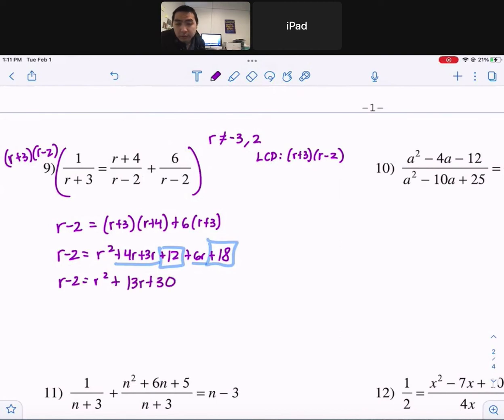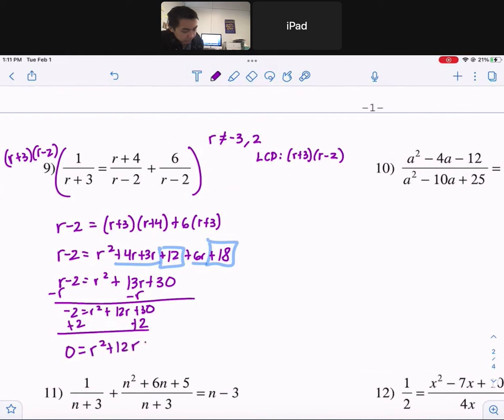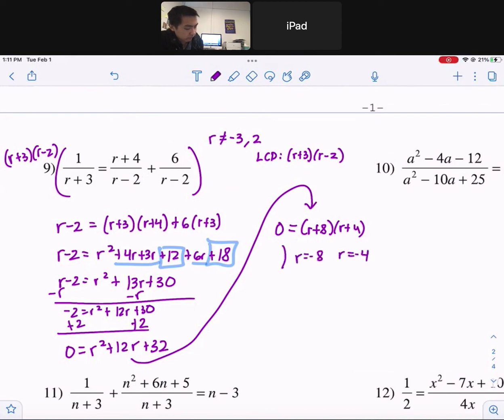So let's move everything to one side of the equal sign. Since all of this is mostly on this side, I'm just going to subtract r from both sides. We've got to set it equal to 0, right? And add the 2 to both sides. So we got 0 equals r squared plus 12r plus 32. And now this is something we can factor, right? We got r plus 8 times r plus 4, using your x method. So r equals negative 8 or r equals negative 4.